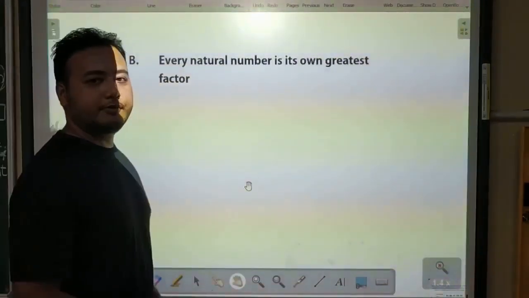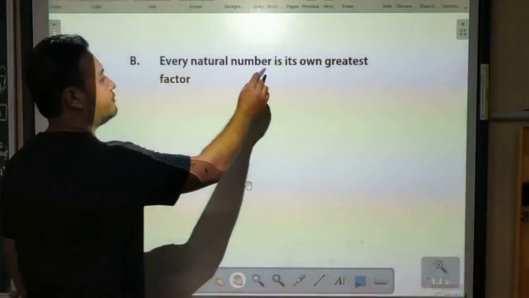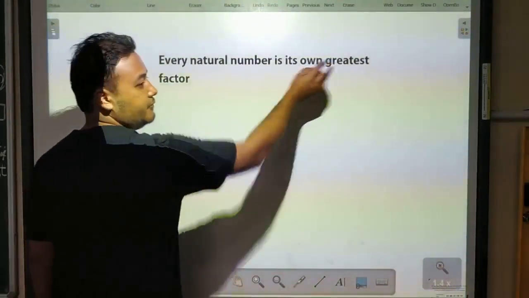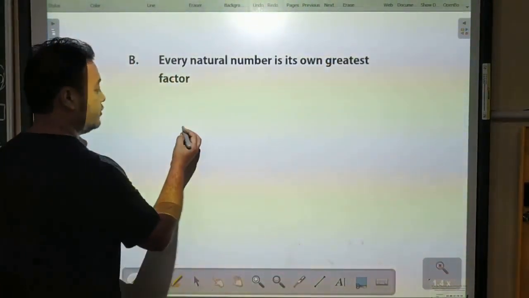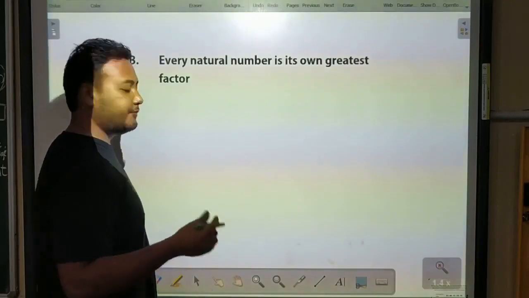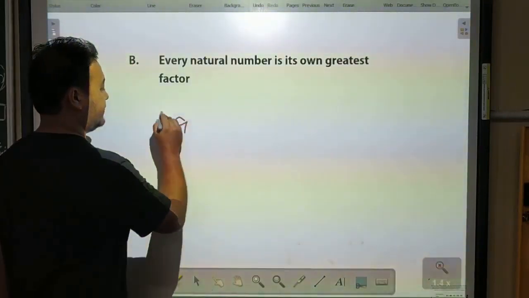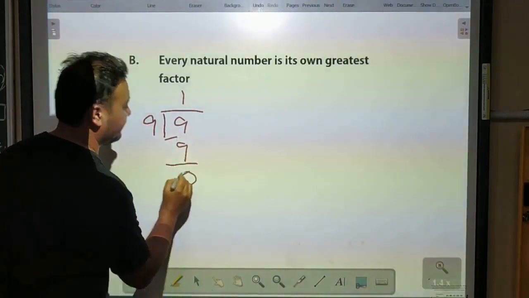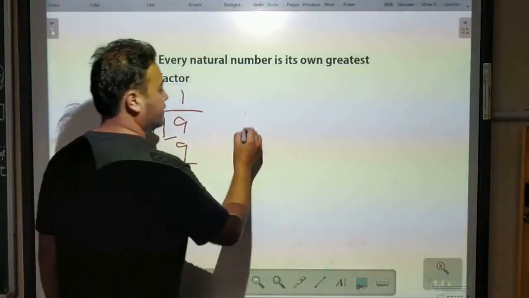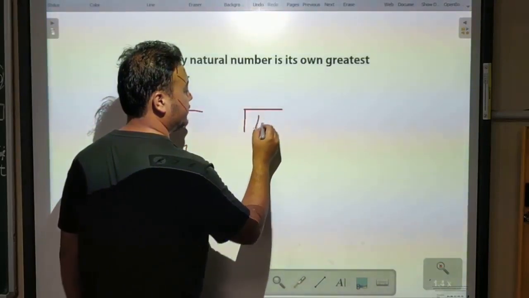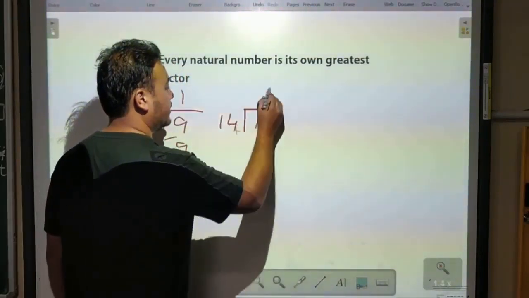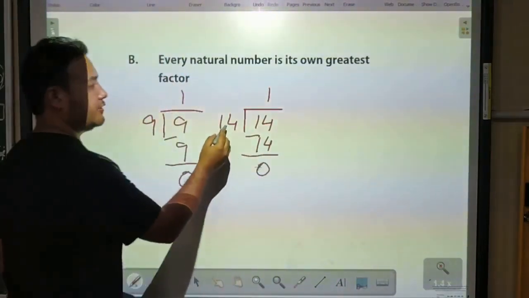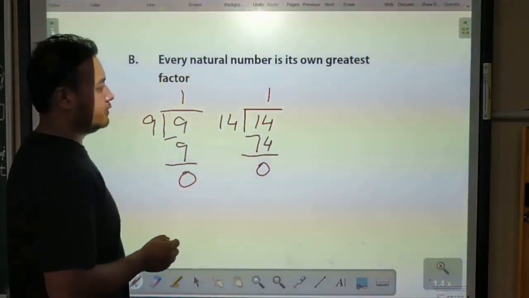Now the next property says every natural number is its own greatest factor. Greatest means biggest, right? So any number can be divided by itself. Let's take 9. 9 ones are 9. So 9 is a factor of itself. Let's say 14. 14 ones are 14. So 14 can divide itself. So 14 is also a factor of 14.